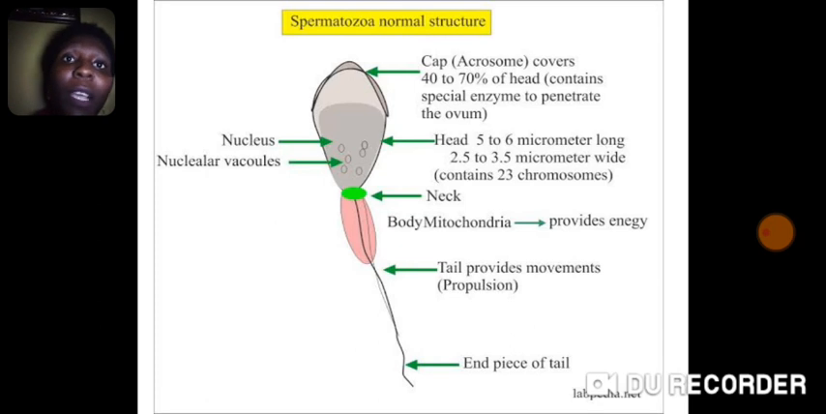So the sperm cell swims, the flagellum is for movement, and this swimming needs energy. So the mitochondrion will provide energy in the form of ATP that will help the propulsion of this tail, or flagellum, of the sperm cell.